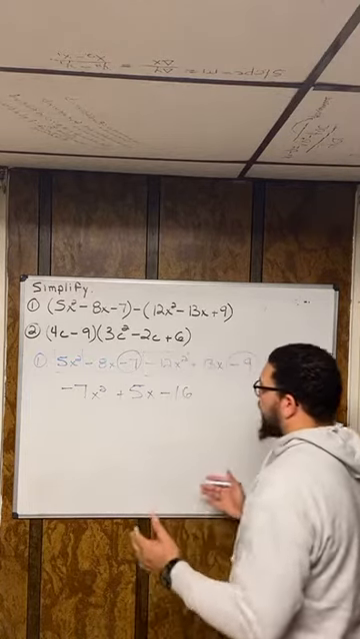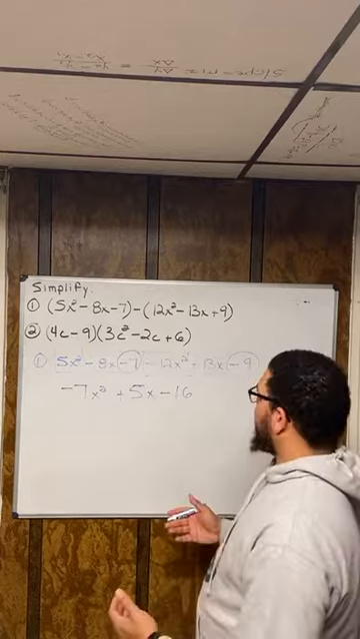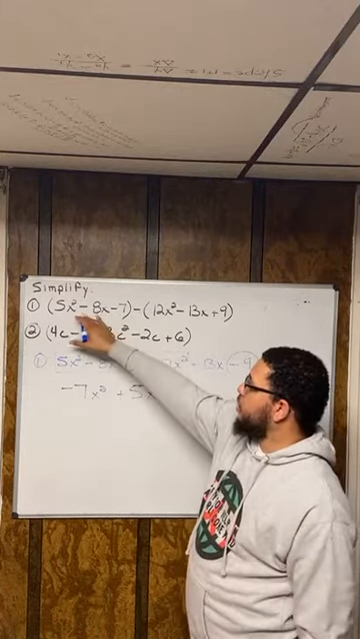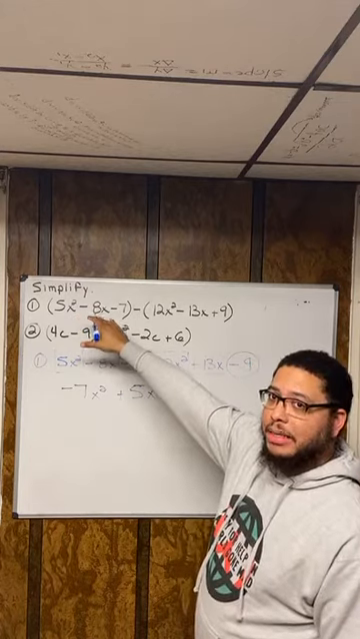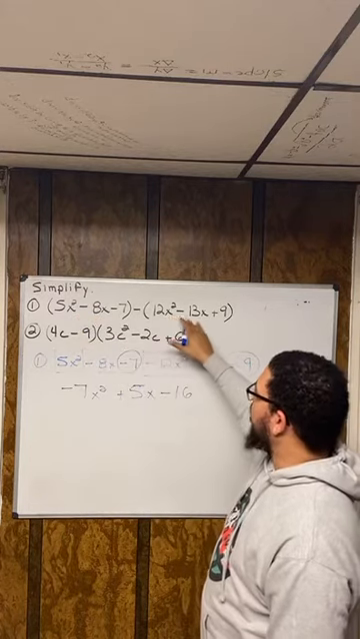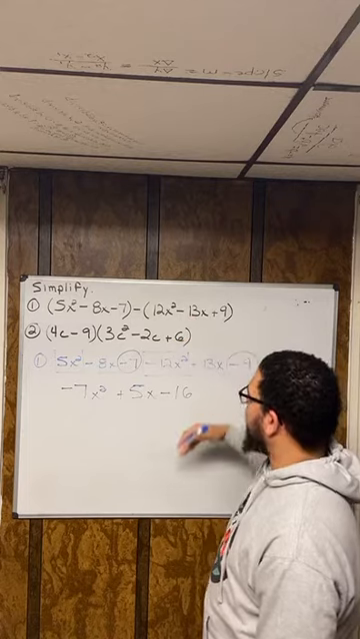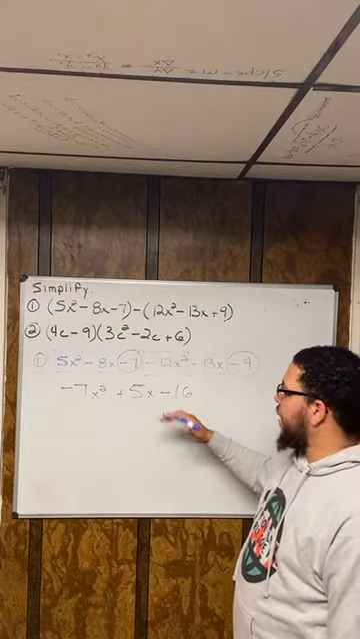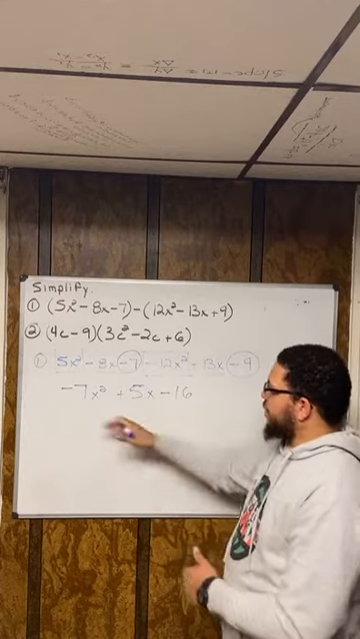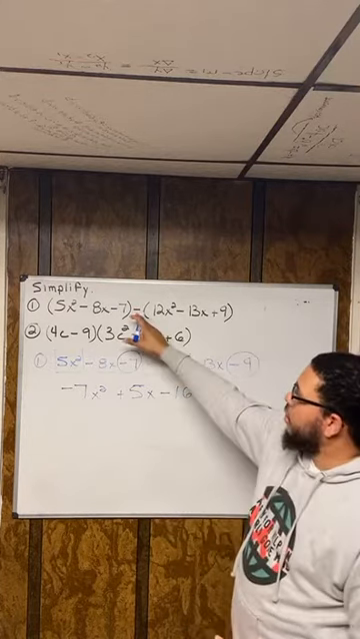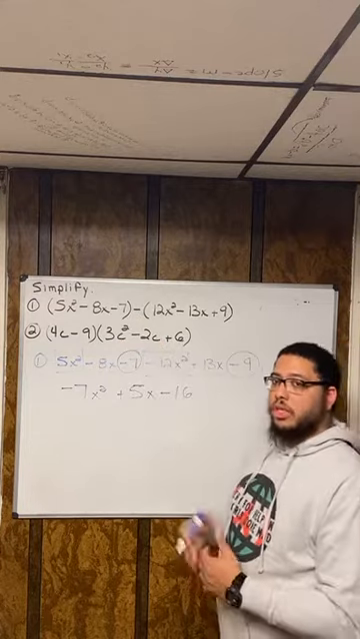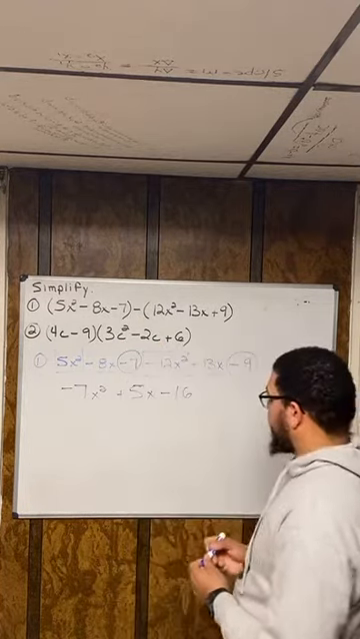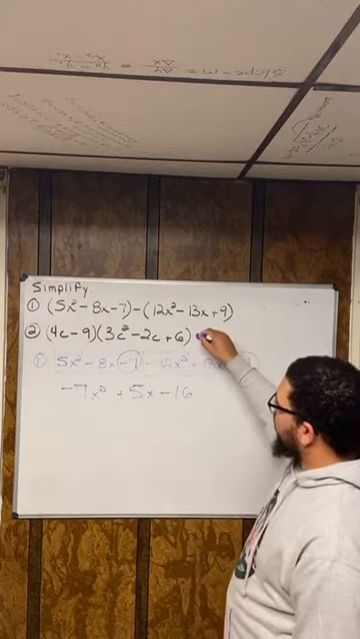Now, all of our like terms have been combined. So we are finished. We did our subtraction problem. So that means that this expression, 5x squared minus 8x minus 7, minus this expression, 12x squared minus 13x plus 9, is equal to negative 7x squared plus 5x minus 16. That's the difference, right? Again, when we have subtraction problems, the result is called your difference. All right, this is the final answer. Now, let's look at number 2.